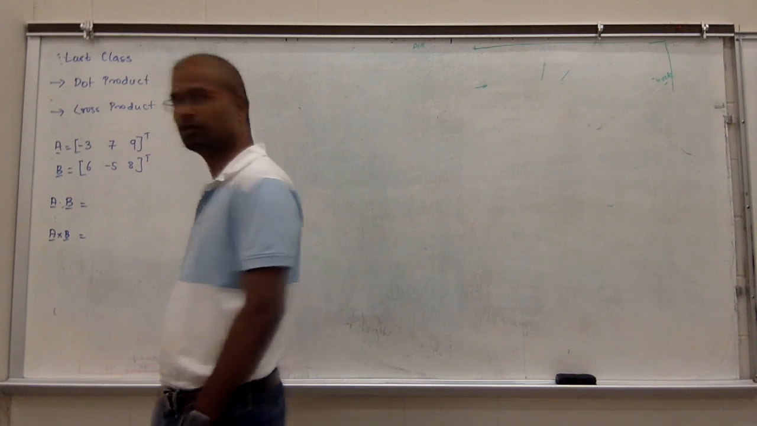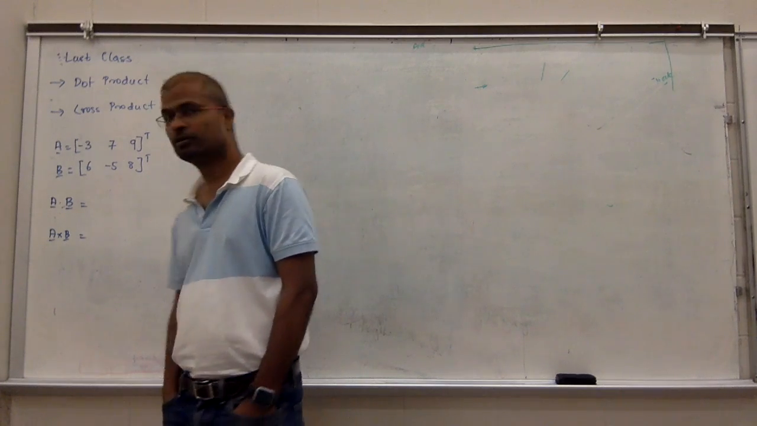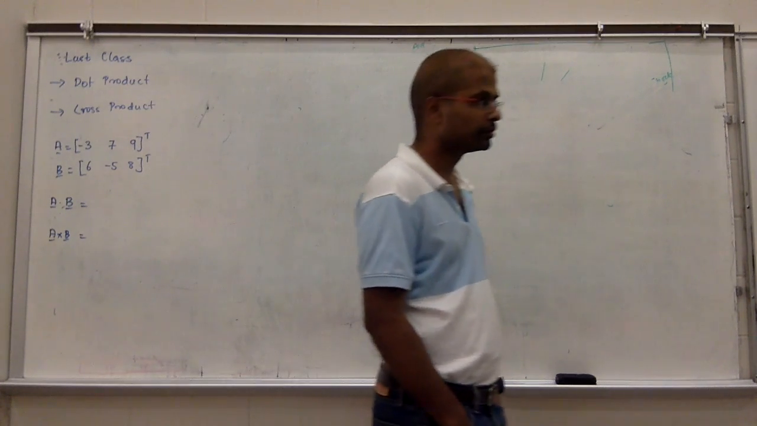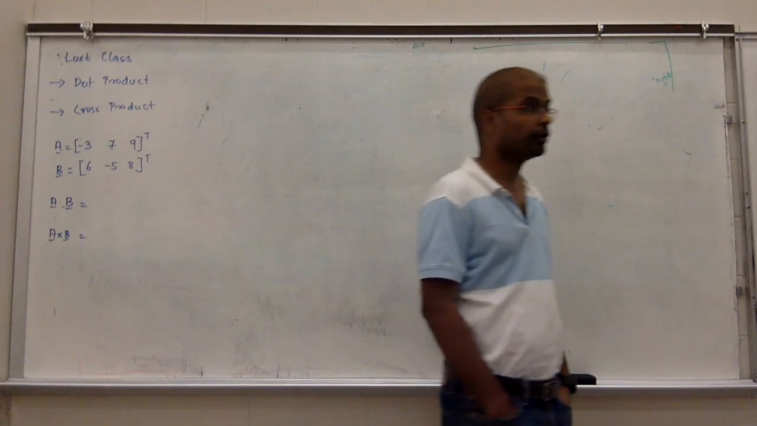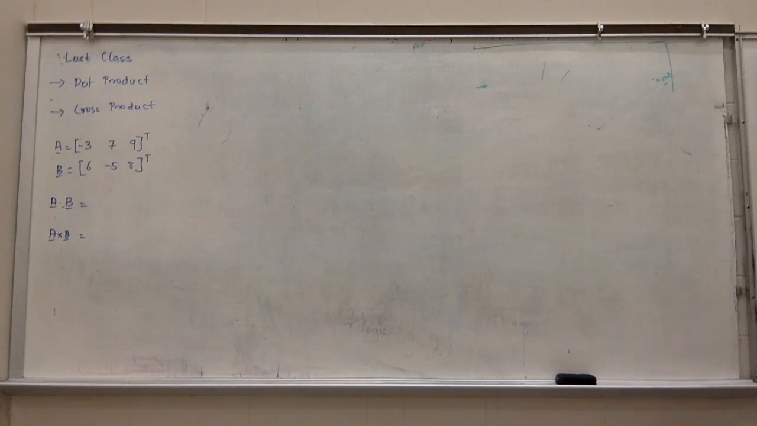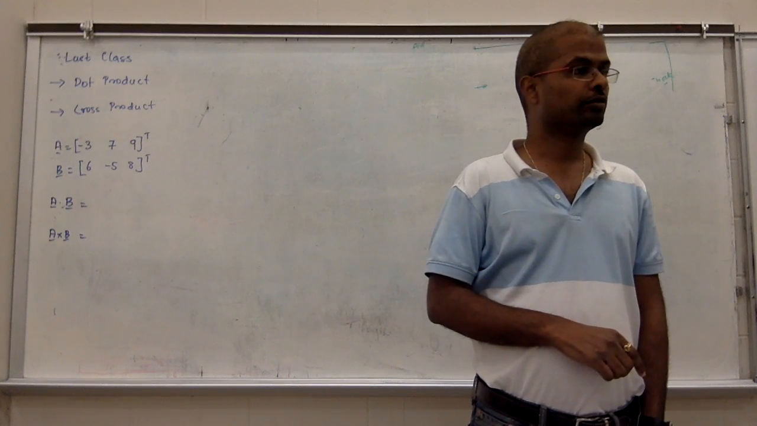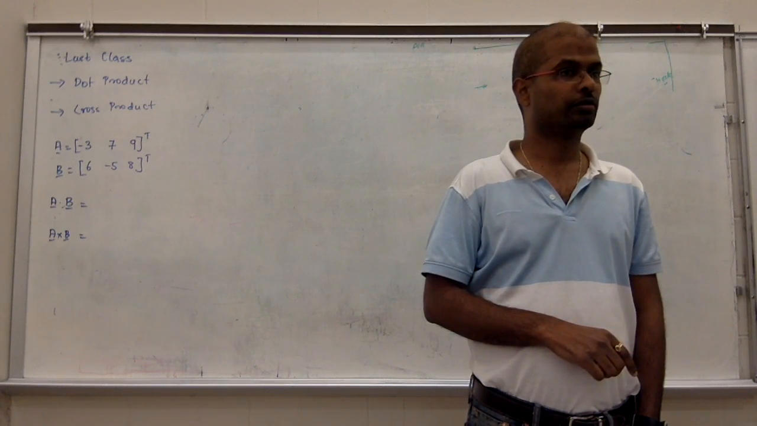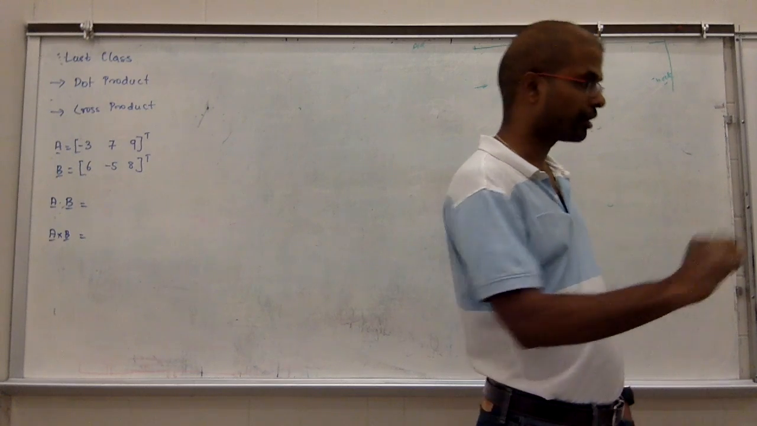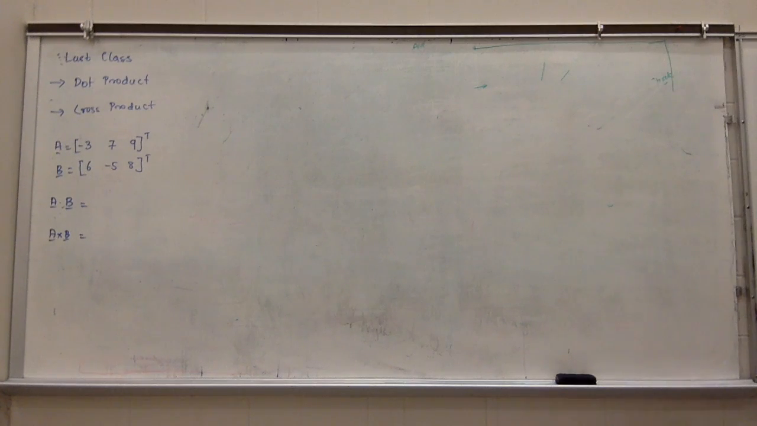Negative 18, negative 35, 72. No, not transpose. Dot product should result in one number. Dot product cannot result in a vector. A is a vector, B is a vector. A dot B results in one number. It cannot result in another vector. 19. Yes. Just write that and give it to me. Just show me how you have done it.